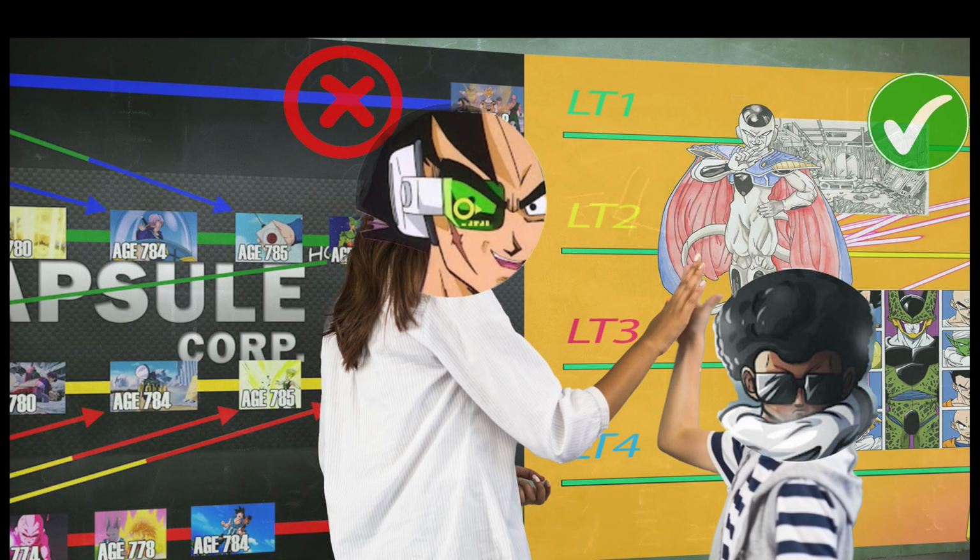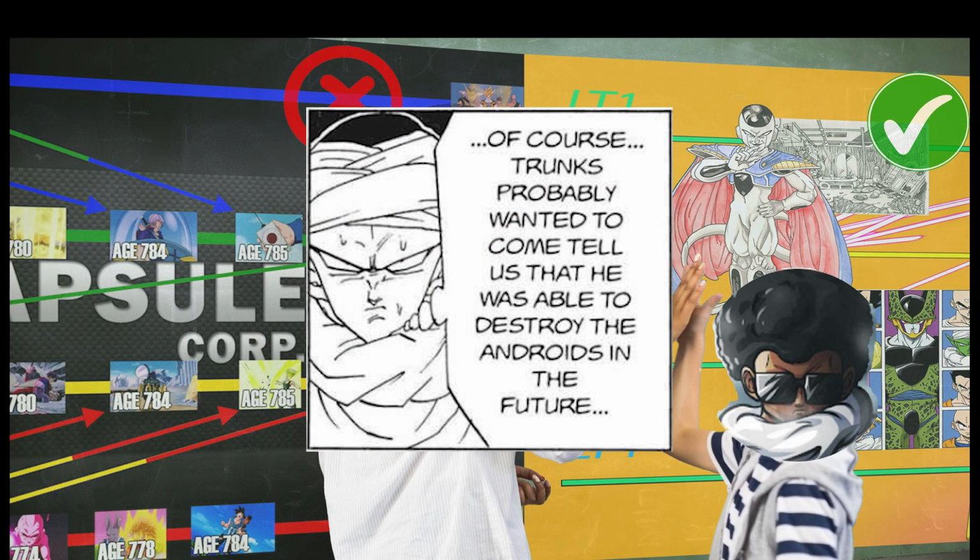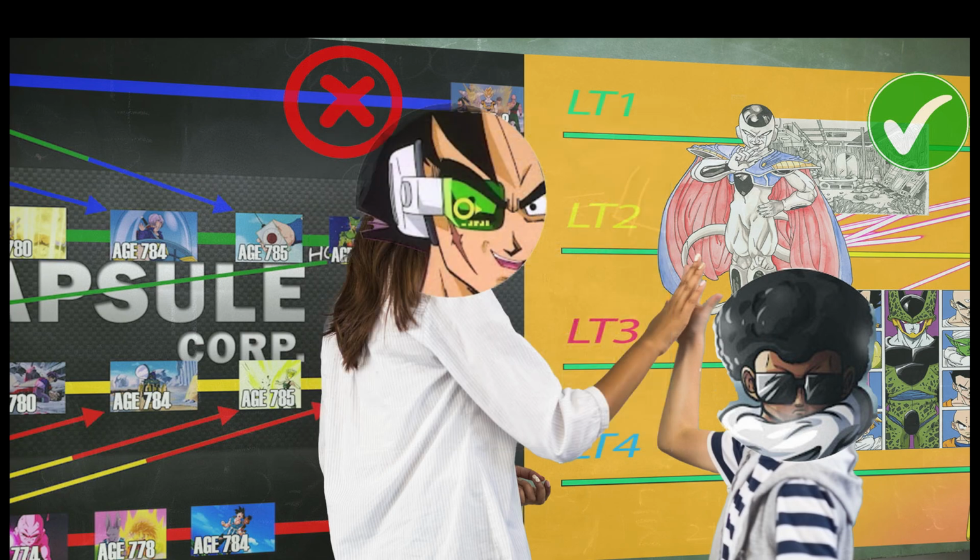That might seem like a small detail, but it's actually a key one. Cell has no idea why Trunks wanted to travel to the past. It's Piccolo who comes to that conclusion on his own. But here's the thing. Piccolo could be wrong.